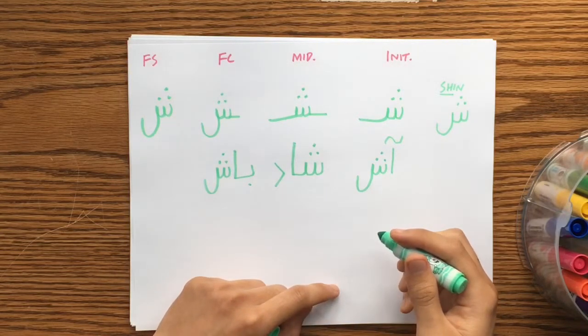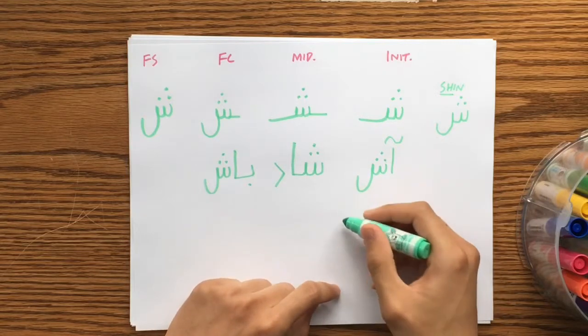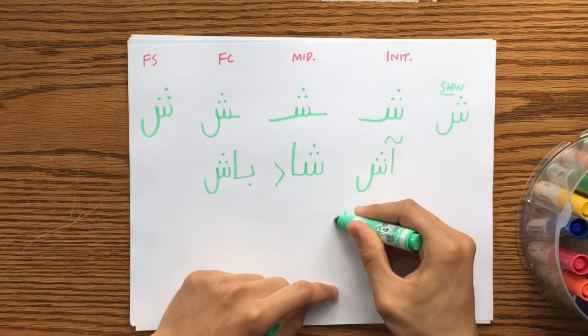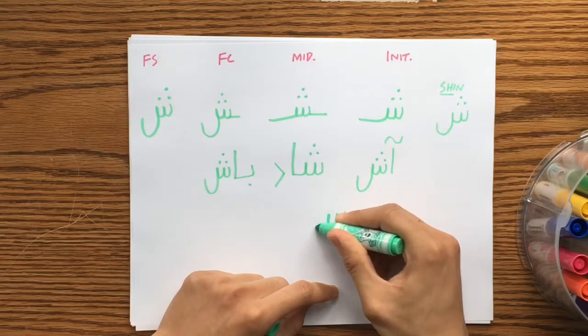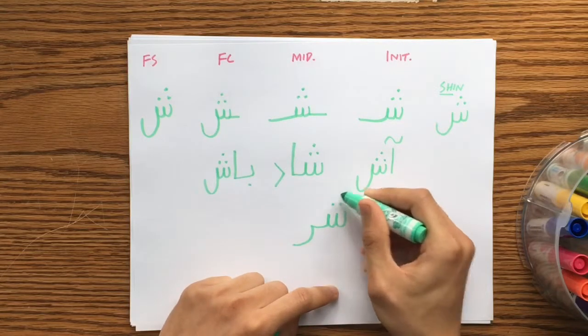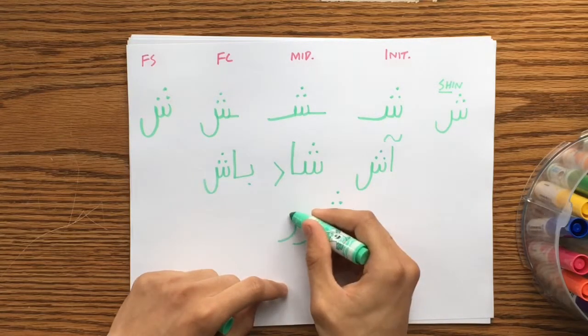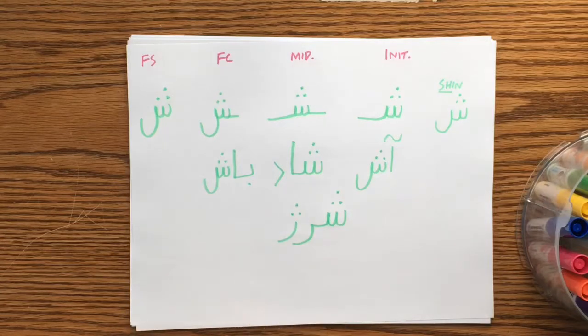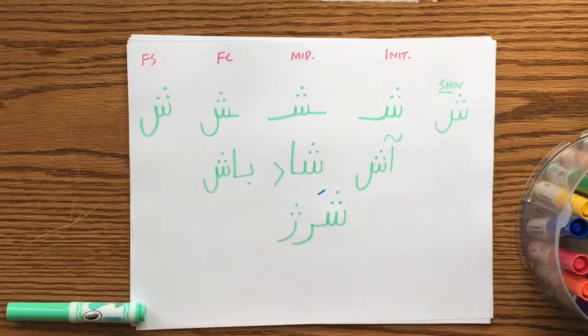Let's see. Oh, now we can use je. You can write the word sharj, which means like charge from a battery. Sharj. And then sharj has a little invisible ah vowel here.